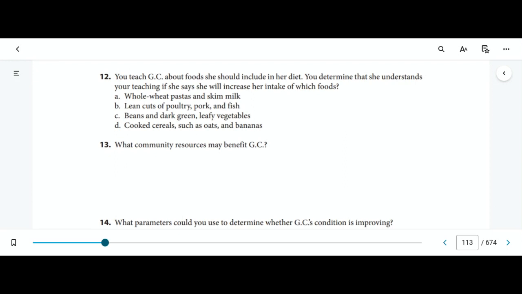Community resources. Okay, so what community resources do you think we could suggest for our friend GC that might be able to help her? Yeah, food pantry for sure. My grandmother actually used to get Meals on Wheels, and she loved it. They would bring her, I think, lunch. Sure. Or some help paying for medications too, if there are resources available.